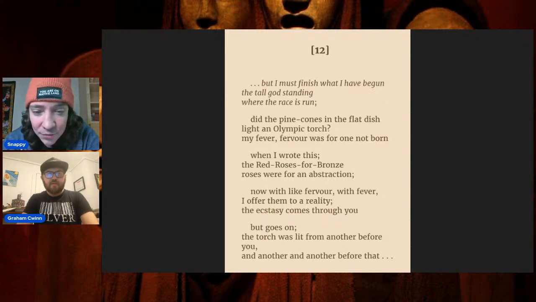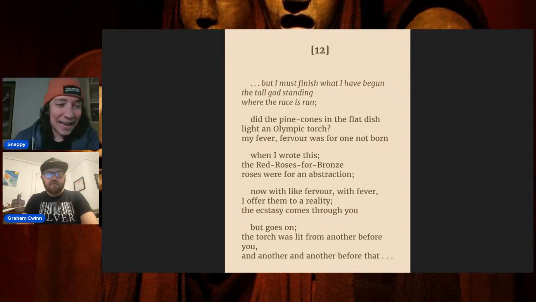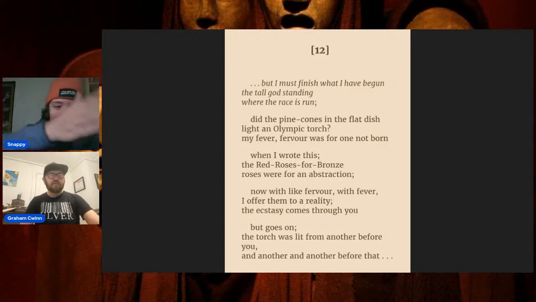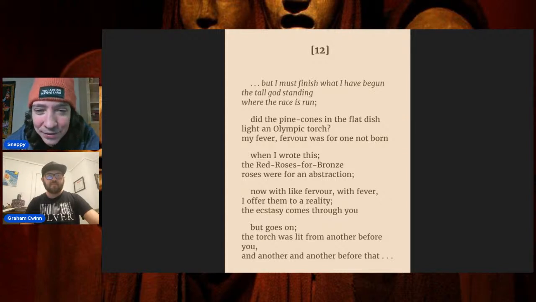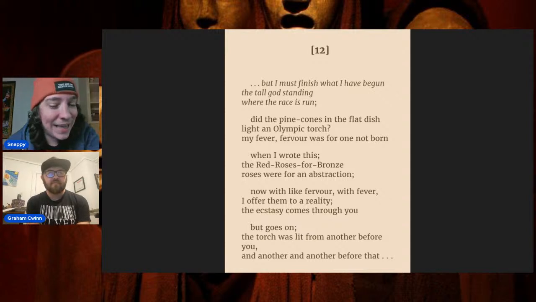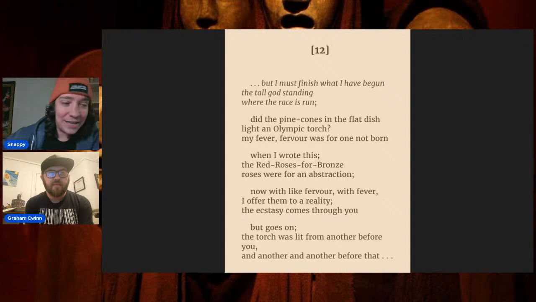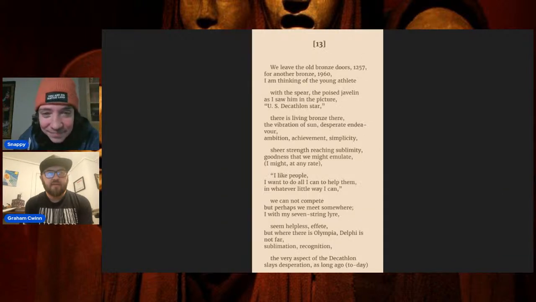The ecstasy comes through you, but goes on. The torch was lit from another before you, and another before that. The ever passing of this torch through the cycles that connects Prometheus to Dionysus, to Zagreus, to the divine child to come, and so on, in that ever expanding flow, right? And the Olympic torch, the torch of these games, right? We're engaged in the game. Life is a game to cause us to go through these gates, to have to pass these trials so that we can become a creator or a muse in our own right, the mother and the son, right? Right.